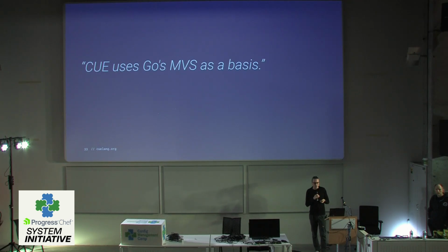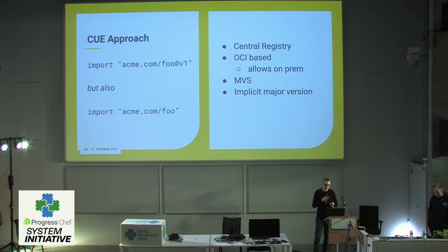So for CUE, we picked MVS, minimum version selection, as the basis for our dependency resolution. There are some small changes with respect to Go. We allow an implicit major version, and we have a little bit more structure in how major versions are represented. This is partly necessary because in configuration you have applications where you bump up the major version all the time, so we wanted to have a bit more structure there.